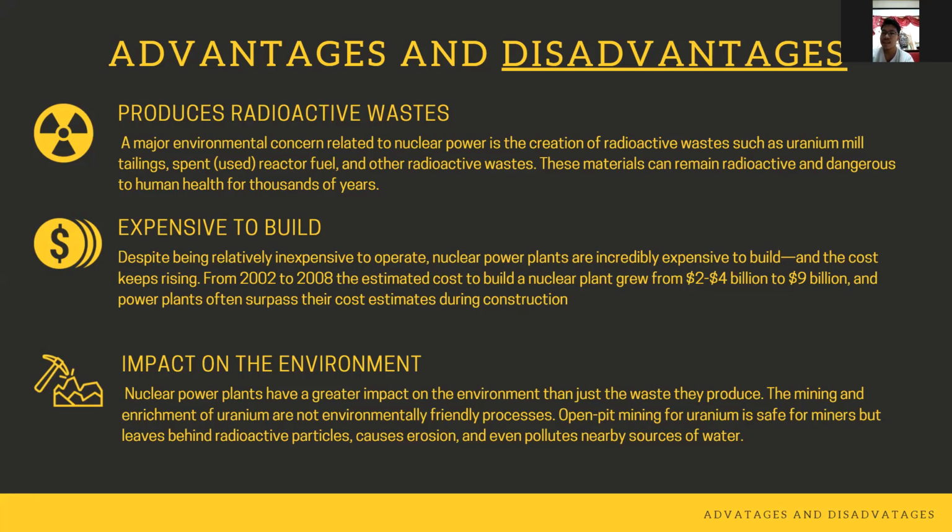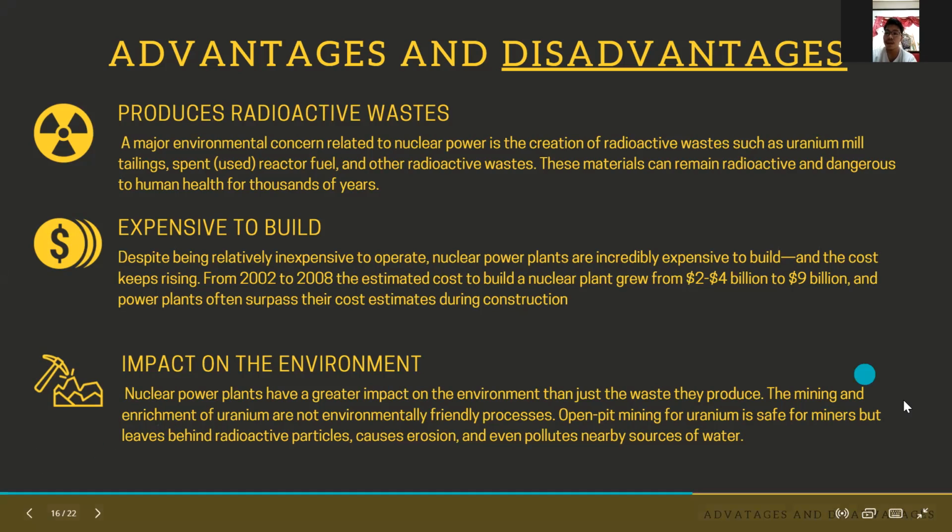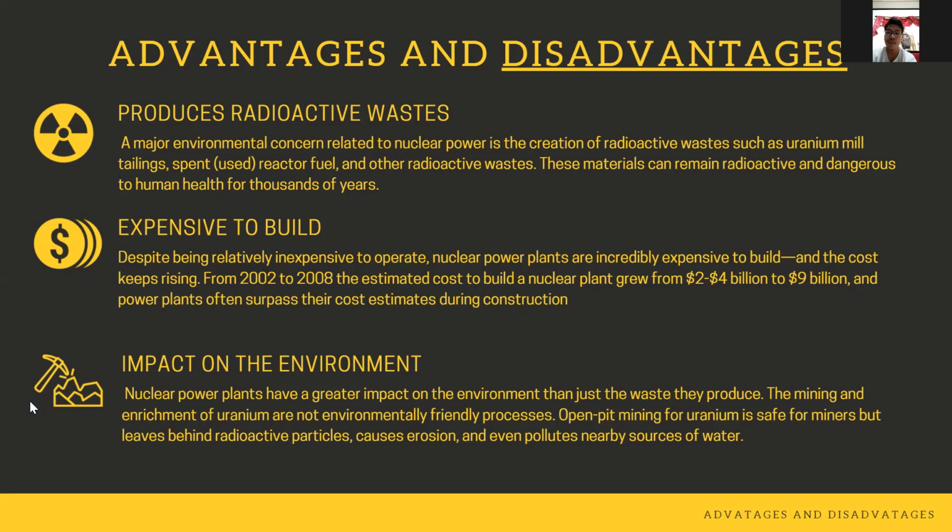The next disadvantage is expensive to build. Despite being relatively inexpensive to operate, nuclear power plants are incredibly expensive to build, and the cost keeps rising. From 2002 to 2008, the estimated cost to build a nuclear power plant grew from two to $4 billion to $9 billion, and power plants often surpass their estimates during construction.